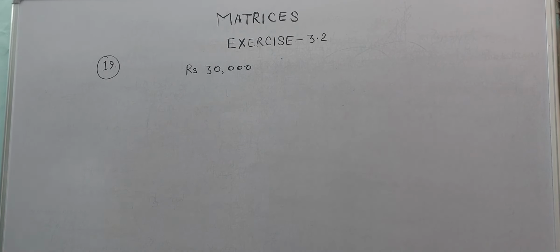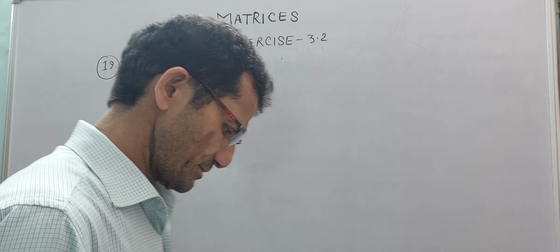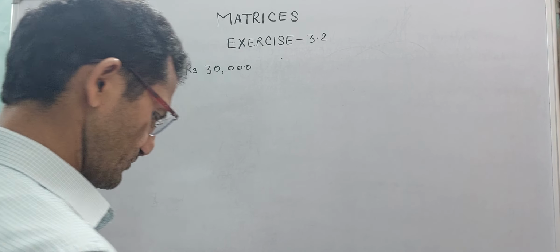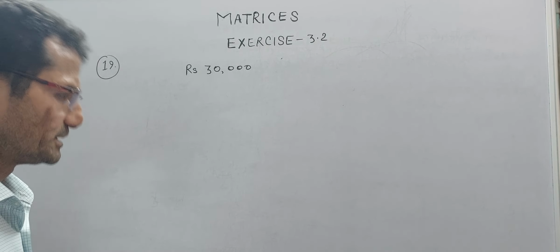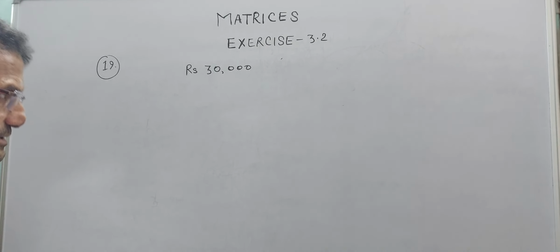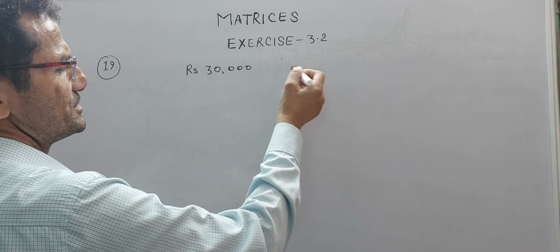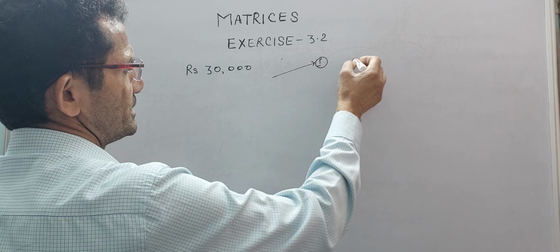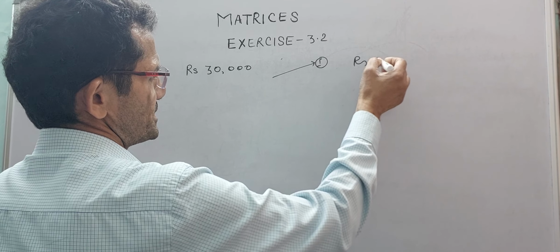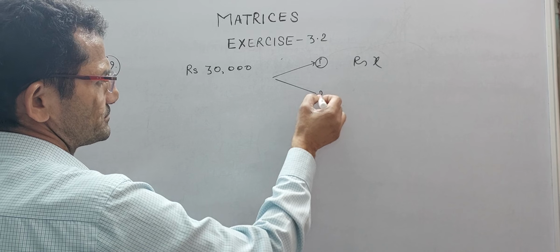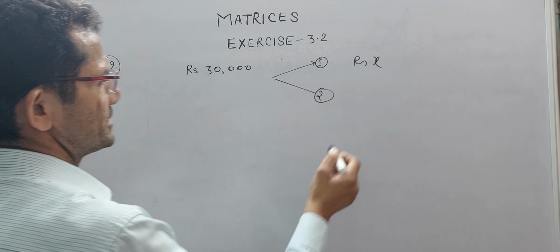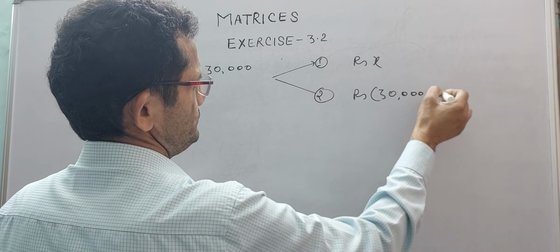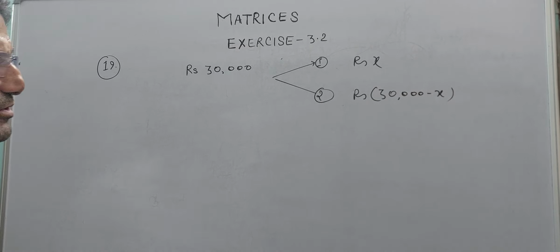Now in question number 19 we are given that a trust fund has 30,000 that must be invested in two different types of bonds. Suppose we have to invest this 30,000 in two bonds. In the first bond, suppose we have invested rupees x, and in the second bond we are investing the remaining, 30,000 minus x.